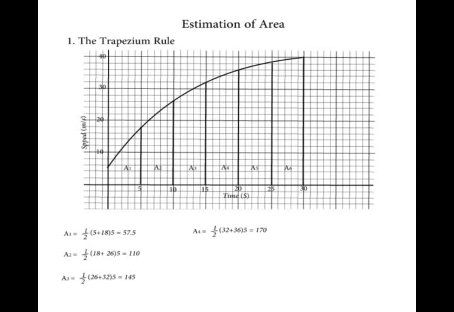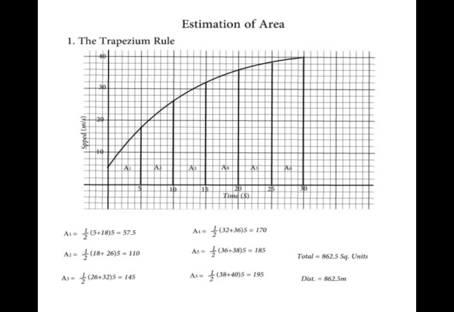170. Area 5, a half times 36 plus 38 times 5 gives us 185. Area 6, a half times 38 plus 40 times 5 gives us 190. Total area will be equal to 57.5 plus 110 plus 145 plus 170 plus 185 plus 190, giving us 862.5 square units. And so the distance covered is 862.5 meters.